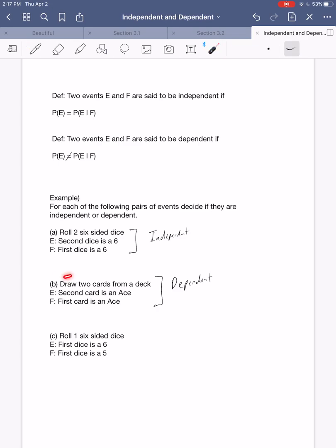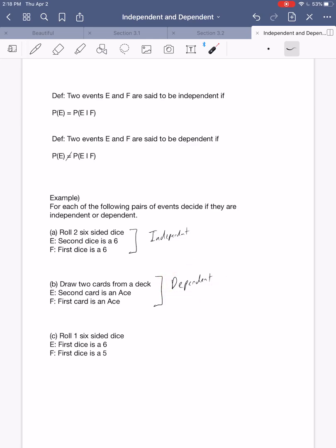Generally speaking, anytime you're drawing things or taking things out of a group, those are going to be dependent. We've done a lot of examples with taking people from rooms or drawing marbles out of a bag or drawing cards from a deck. Anytime you do multiple draws or multiple selections, that's going to be dependent, because once you choose one of those people, cards, or marbles, it has been taken out and can't be chosen again. So those are generally dependent situations.